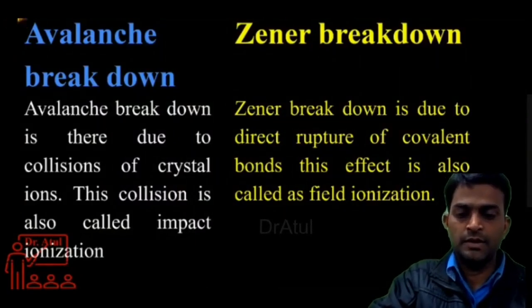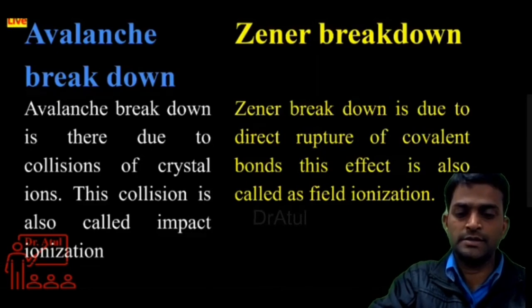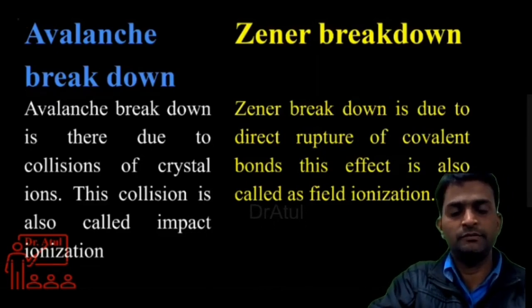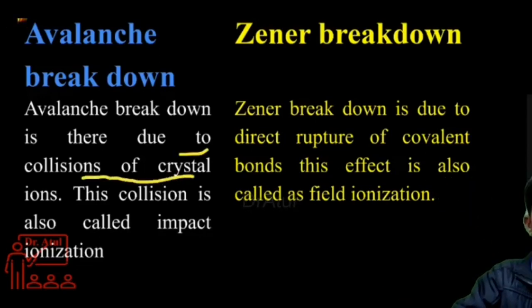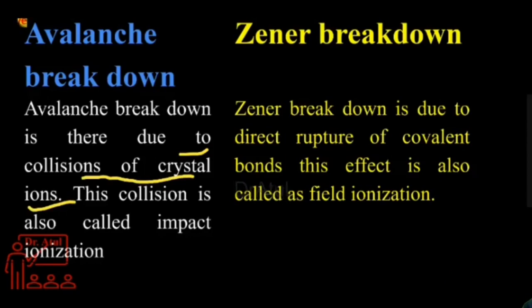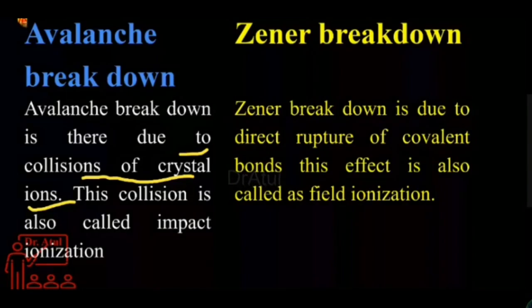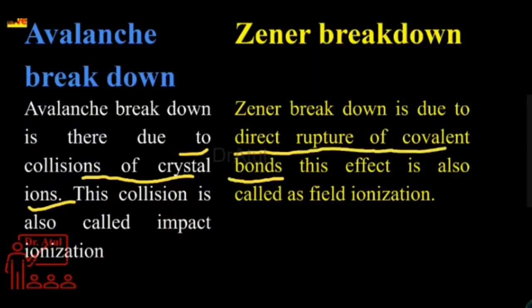Avalanche breakdown is due to the collision of crystal ions. I just told you, this is because of the collision, and this is because of the chain reaction because of the collision, and in the Zener breakdown this is because of the direct rupture of the covalent bond. So this is the one difference between Zener breakdown and avalanche breakdown.